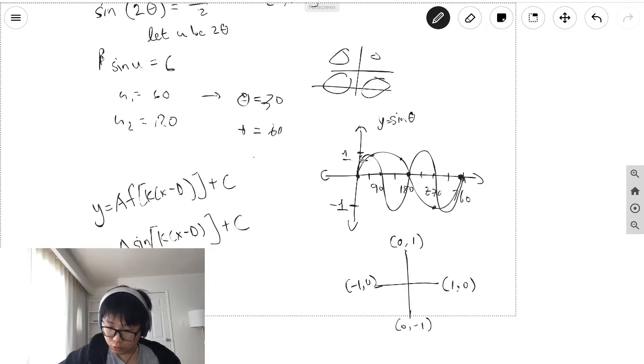So 0.866. Remember, that's up here. So how many times does that intersect with my function now between 0 and 360? 4.